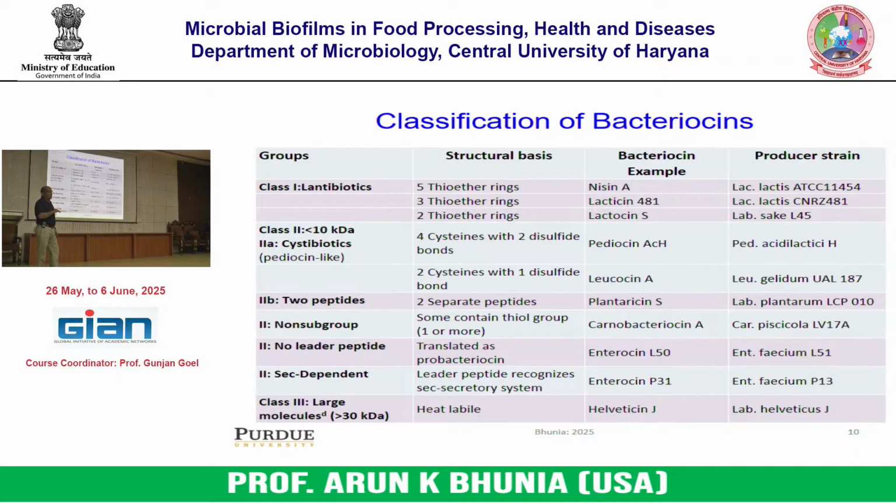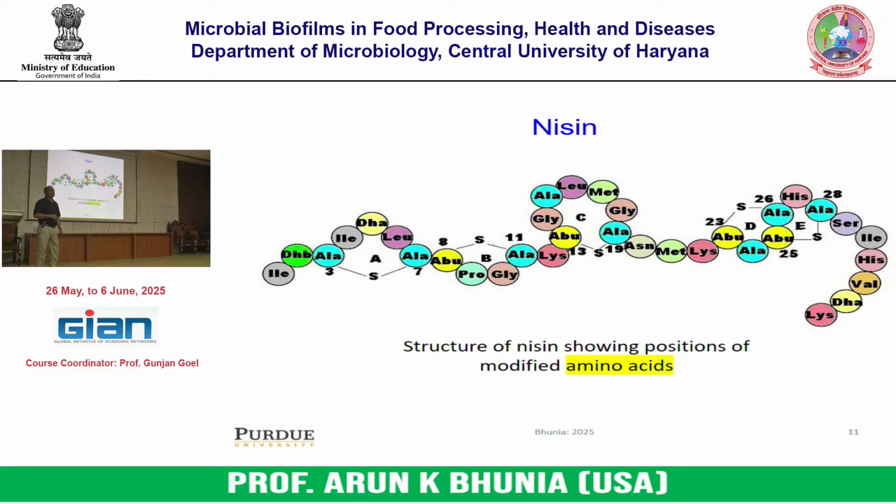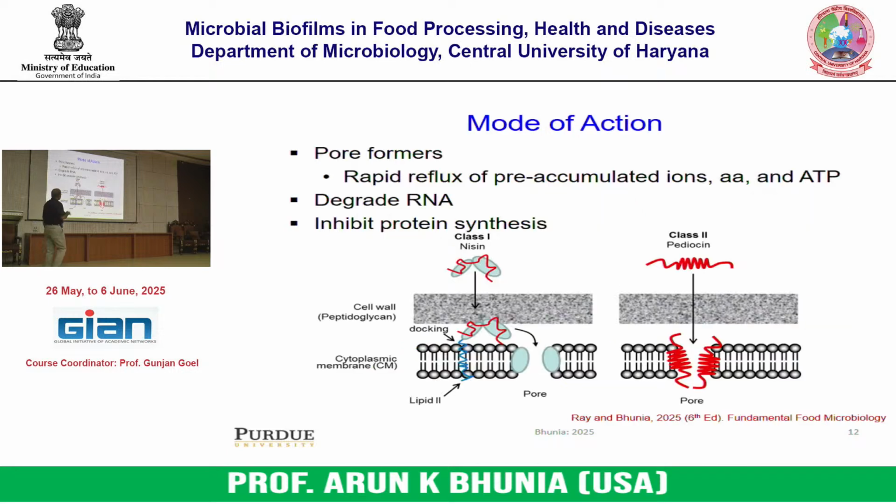A lot of work has been done, and this has been used in terms of research. A lot of data and a lot of publications are available, but nisin is the only one approved by the FDA, Food and Drug Administration. I don't know why other bacteriocins are not approved, but nonetheless, this is the only one that has been approved. And if you look at the structure, it has some modified amino acids, which definitely contribute to the structure.